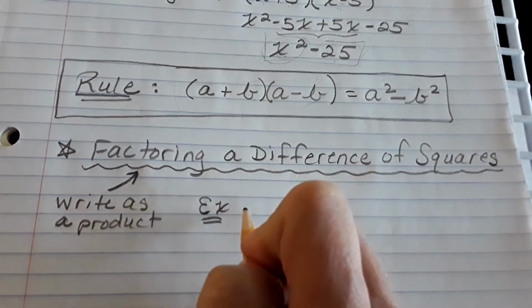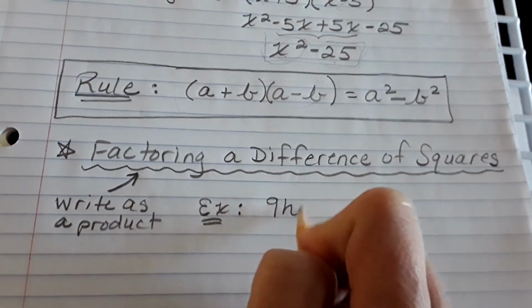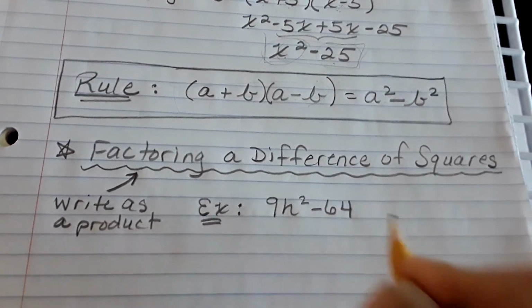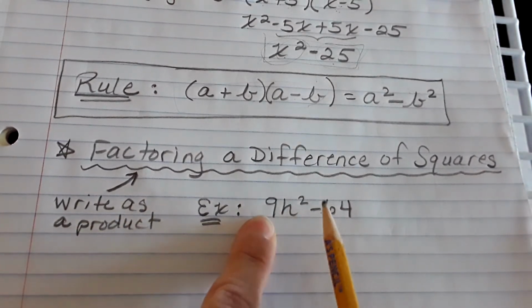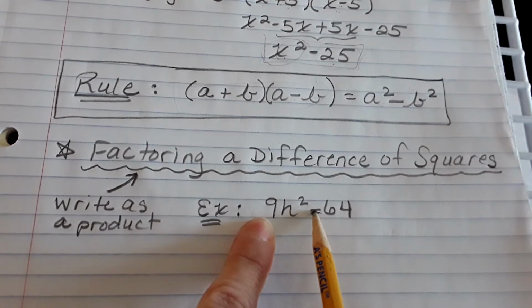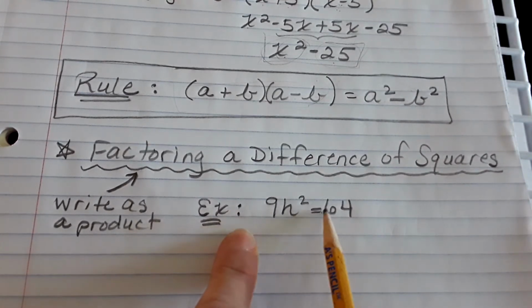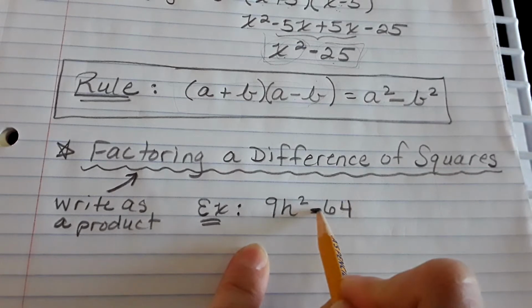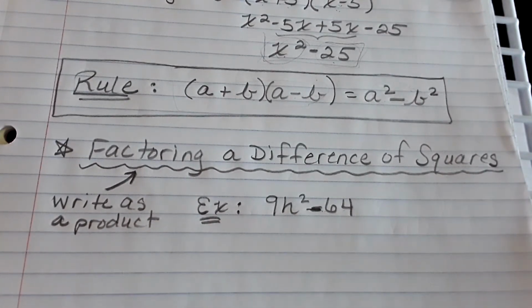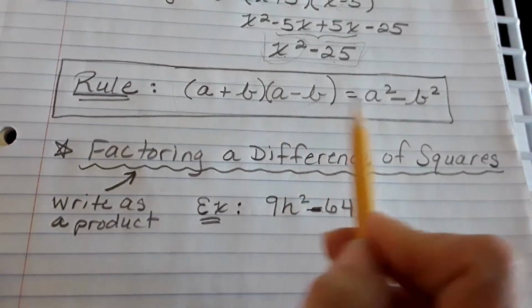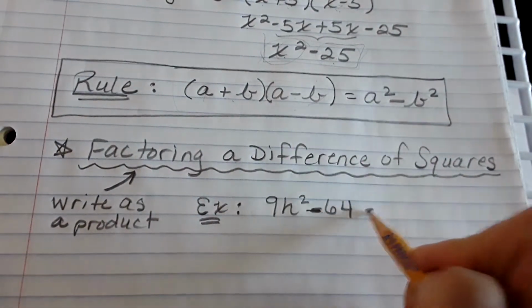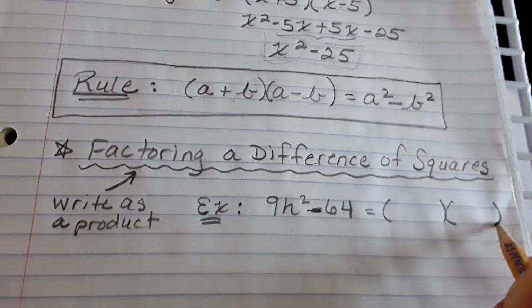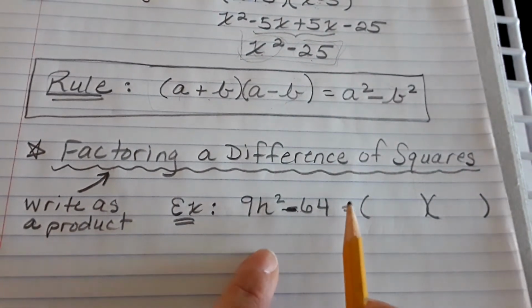Okay, let's say we have 9h squared minus 64. First of all, you need to recognize that as a binomial, and that it's a binomial with a minus sign. So there's your difference. And if you can take the square root of everybody, you have a difference of squares. If you've got a difference of squares, that's where you can take this shortcut with factoring it. You're going to have two binomials, and inside are going to be the square roots.